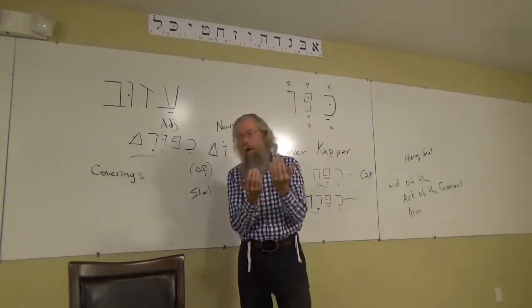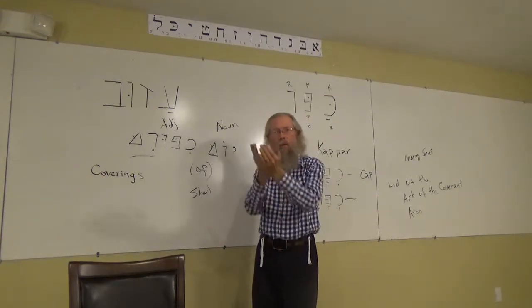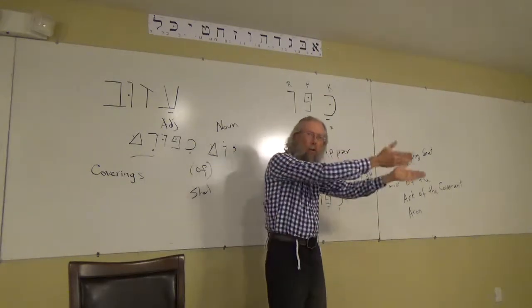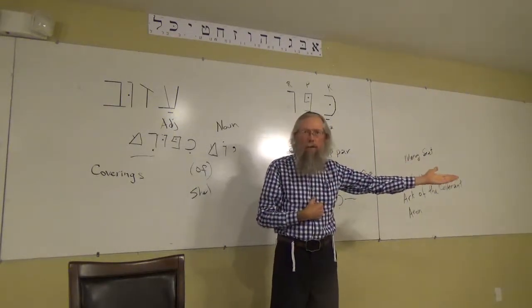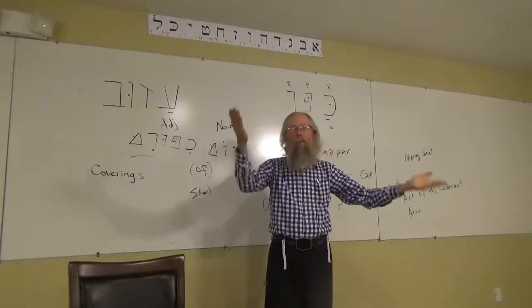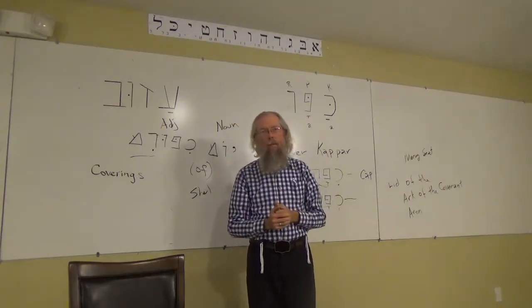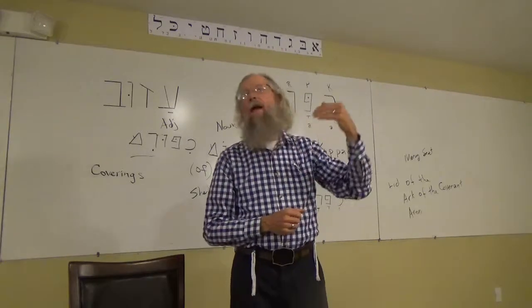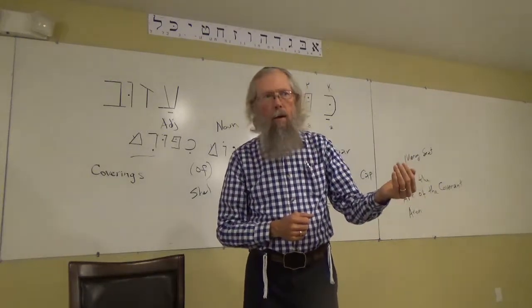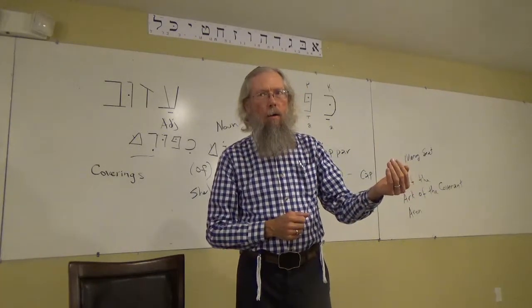So you have this stark contrast. This is who we are. This is who He is. This is what we are. This is what He is. And we do not measure up. If we do not measure up, how can we enter in?